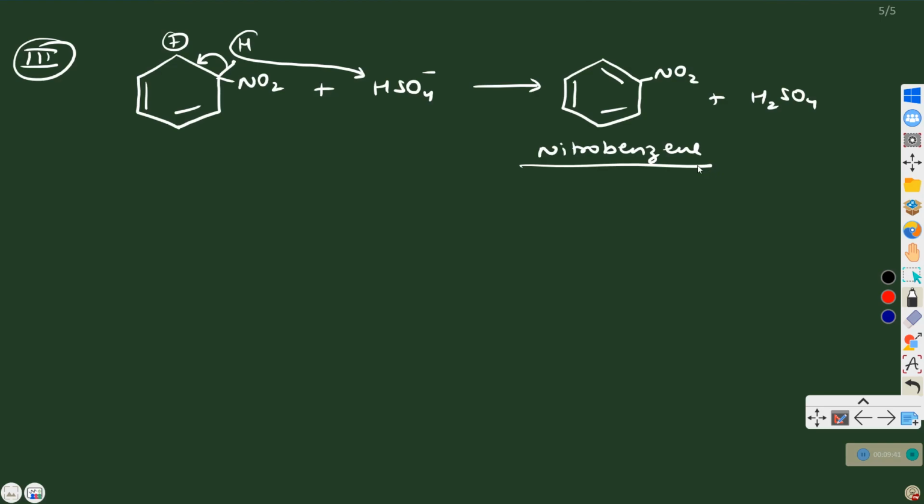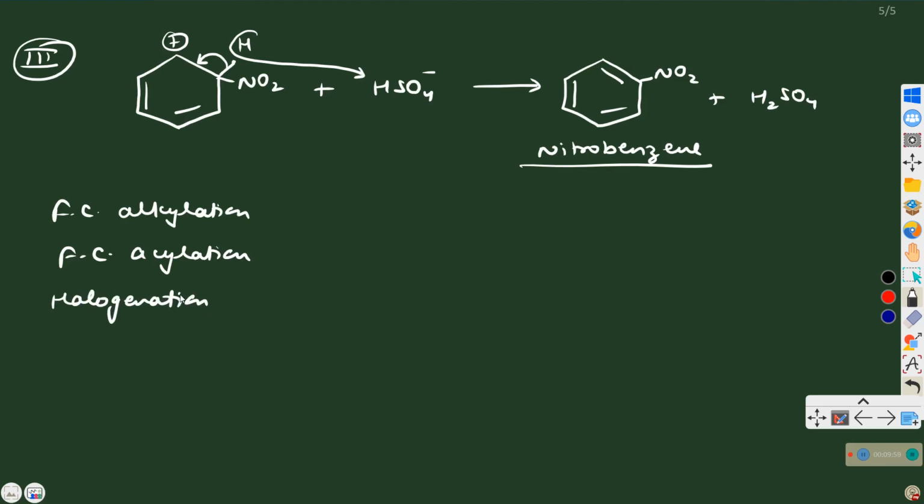Other examples are Friedel-Crafts alkylation, Friedel-Crafts acylation, halogenation. All these follow the similar reaction mechanism, which is electrophilic substitution reaction.